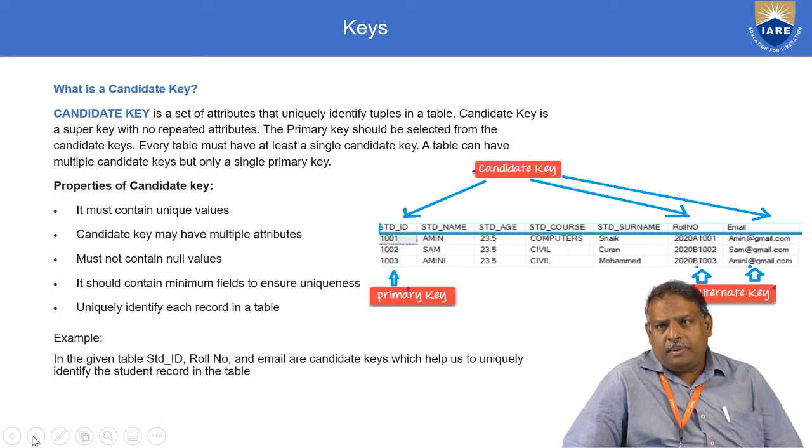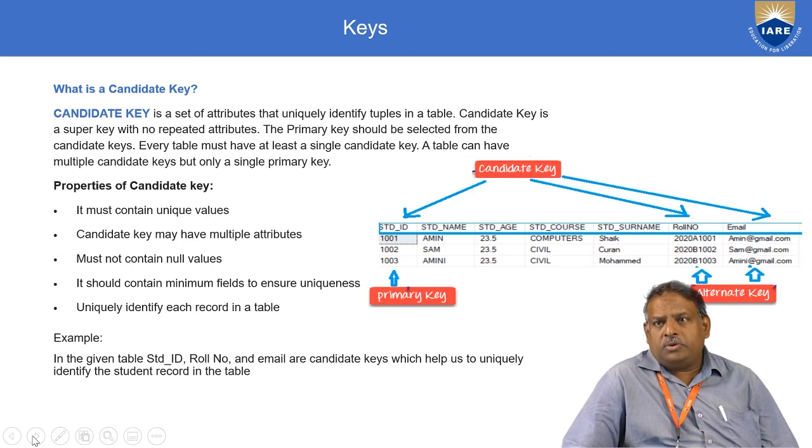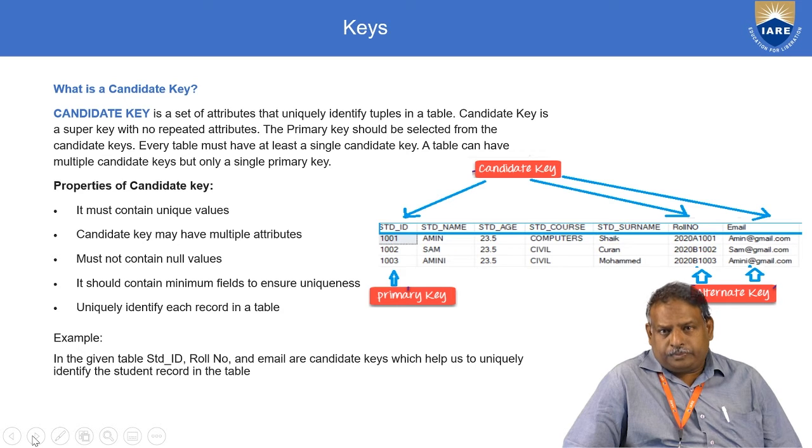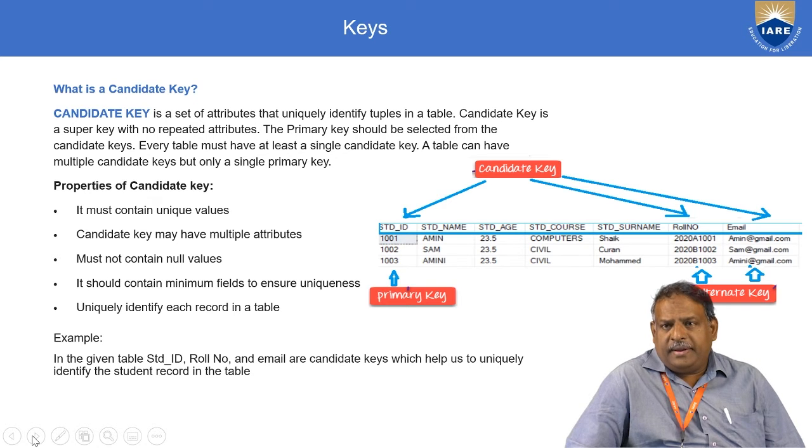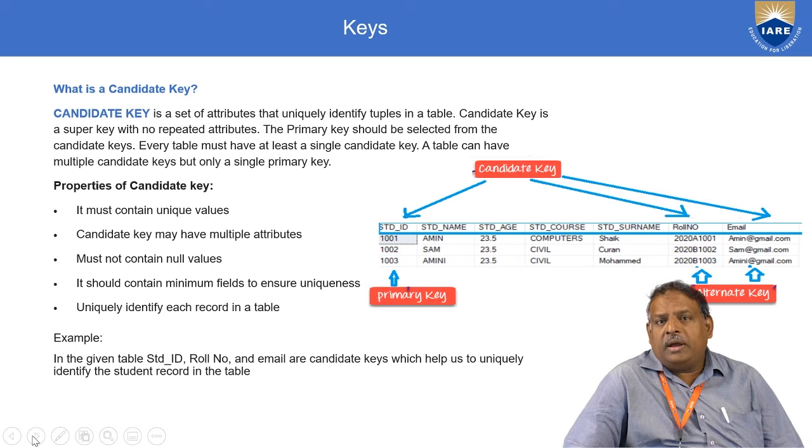Std_master table having 7 columns. Okay. The first column is std_id, then student name, surname, student age, student course, then roll number and email. In this table, std_id, roll number, email are candidate keys which help us to uniquely identify the student according to this table.